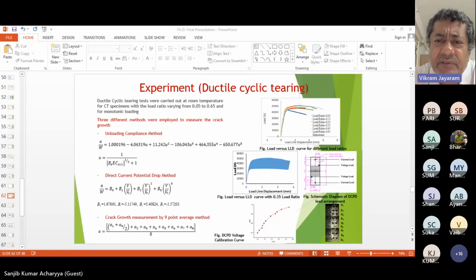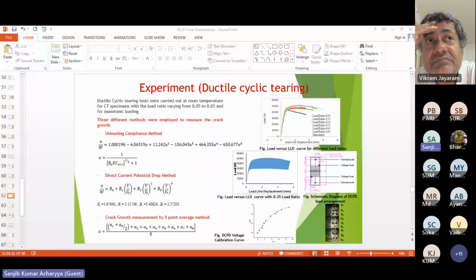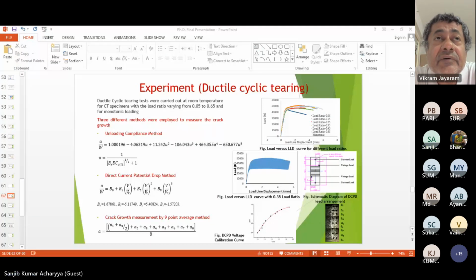And global plasticity was my other question. Your reference stress, how is that defined? Is it just the load divided by the net section area or what? It is based on this, yes, load divided by the section area. Okay, so saturation comes after a certain crack length. Okay.